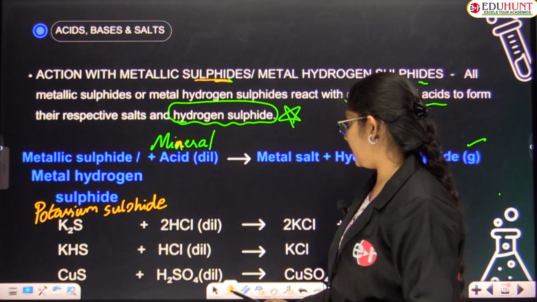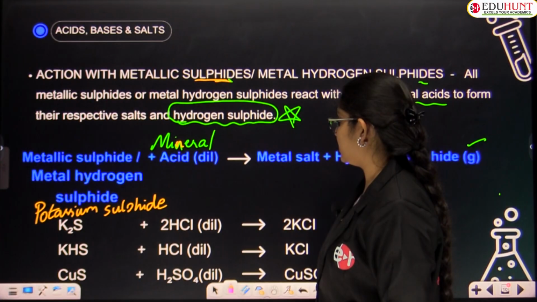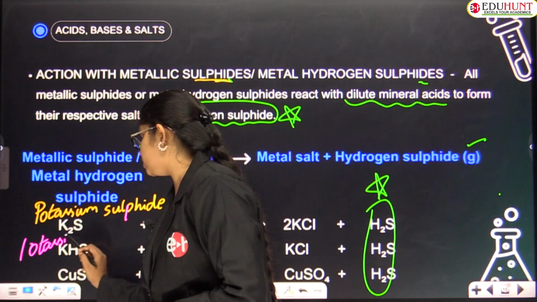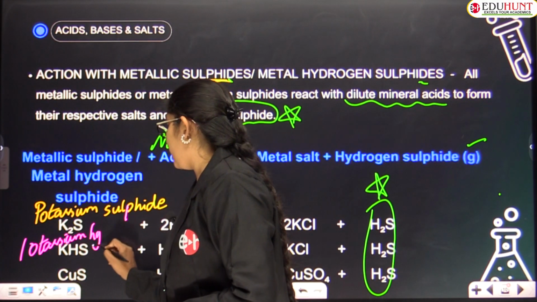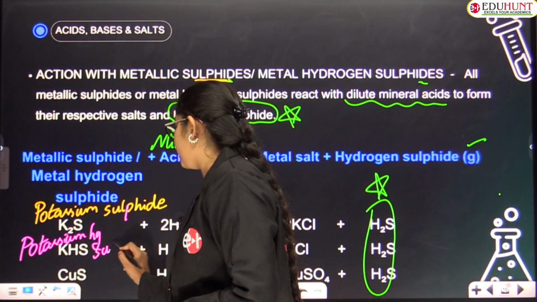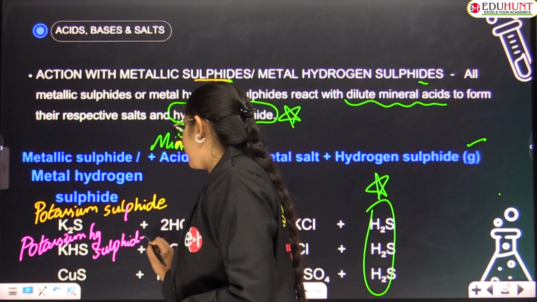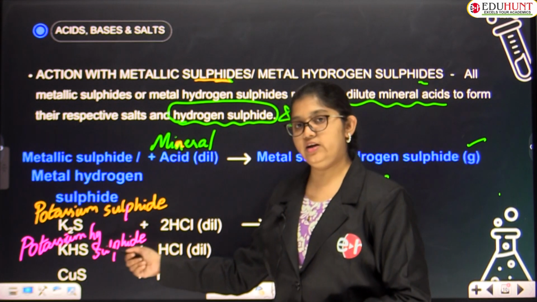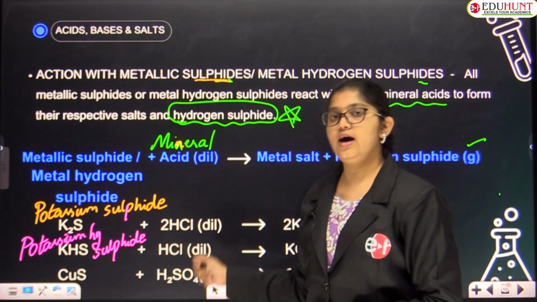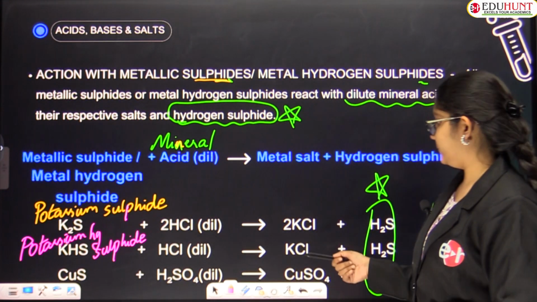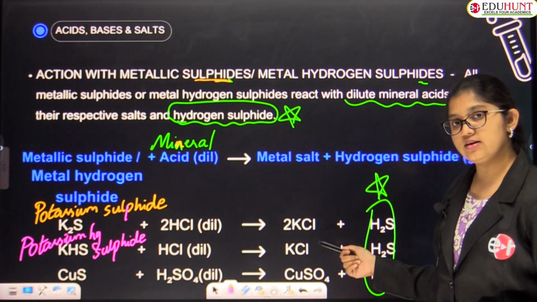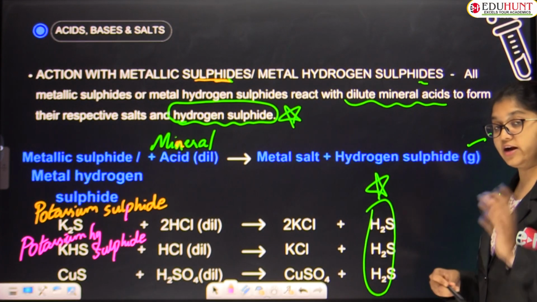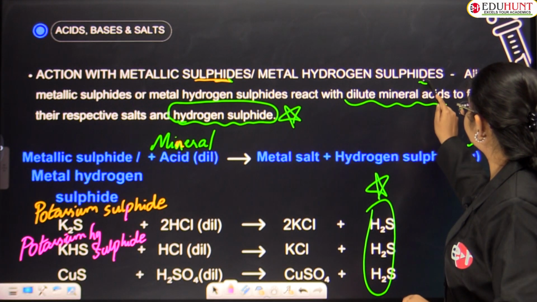Now, next one, KHS. KHS is represented as potassium hydrosulfide. So, potassium hydrosulfide reacts with HCl, hydrochloric acid, and gives rise to KCl, sorry, what is KCl? Potassium chloride plus H2S, that is called hydrogen sulfide. Okay, the D in sulfide is important.